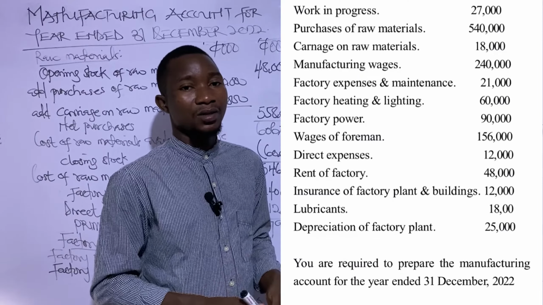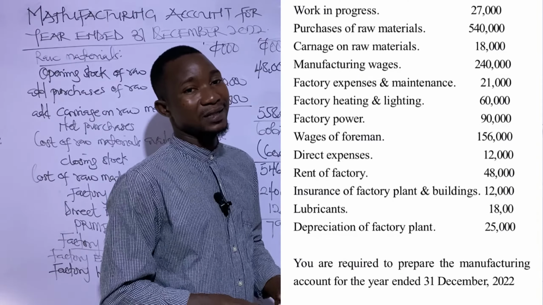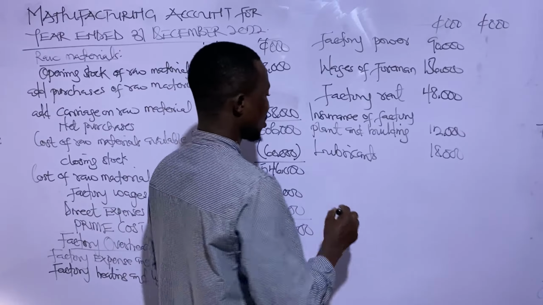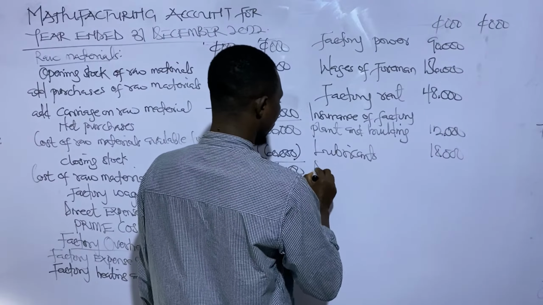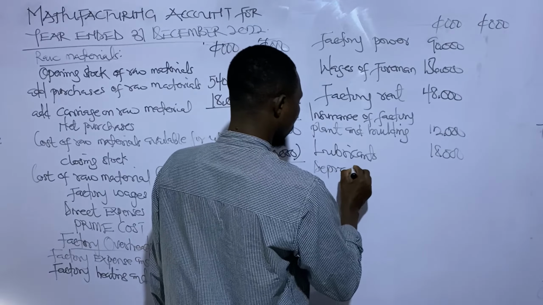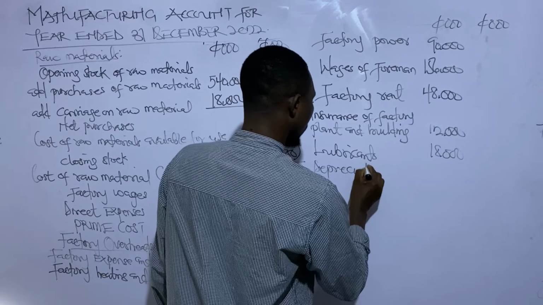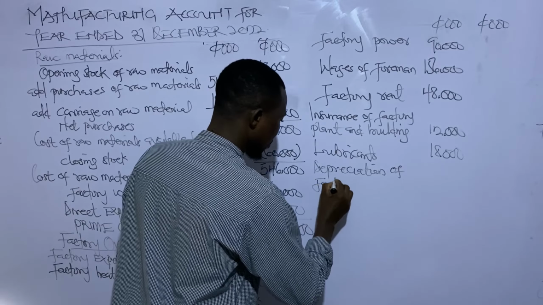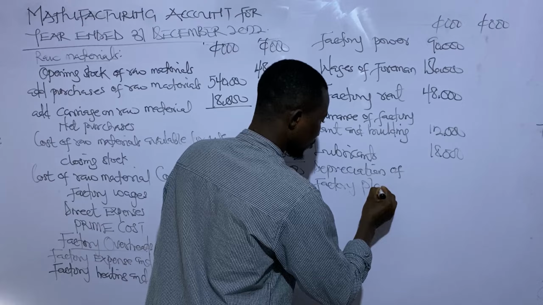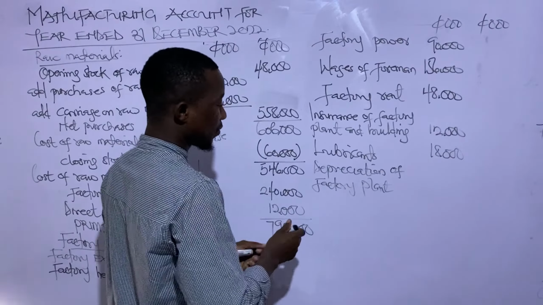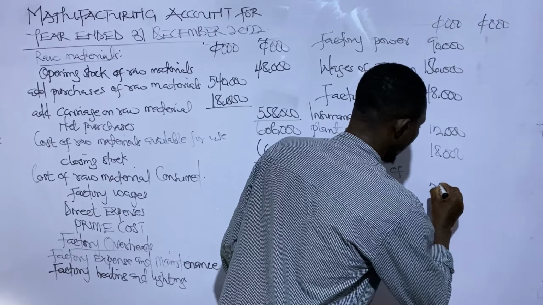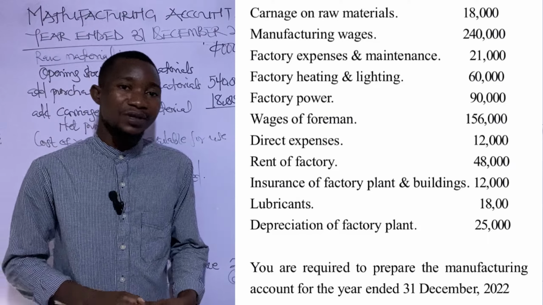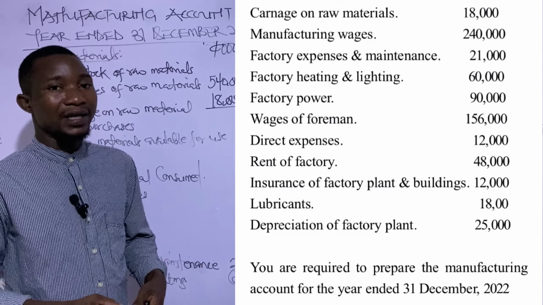So when we look to the question, we could see another indirect expense, that is depreciation of factory plants, and it is an amount of 25,000. So depreciation of factory plants is 25,000. Good. I think looking through this question, that is all with regards to the indirect expenses.